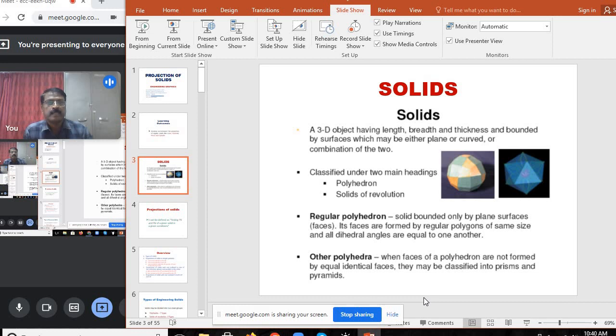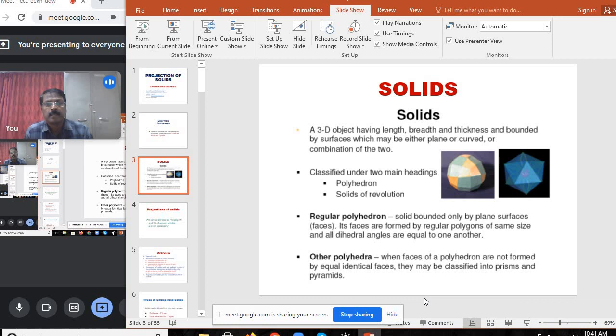So let me say something about solids. What are solids? A 3D object having length, breadth, and thickness, and bounded by surfaces which may be either plane or curved or a combination of the two. What are the different types of solids? The solids may be mainly classified into two: one is polyhedra and the other is solids of revolution.